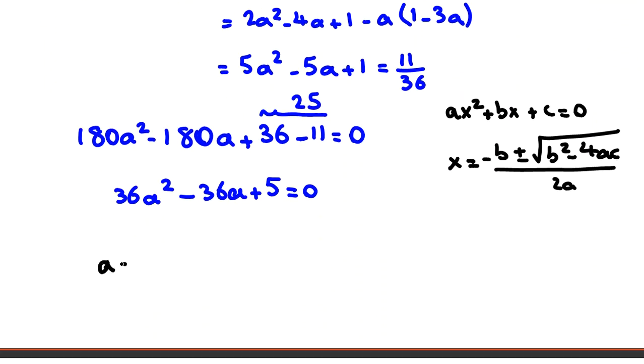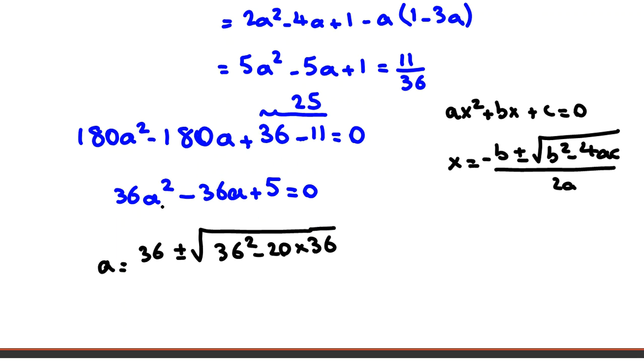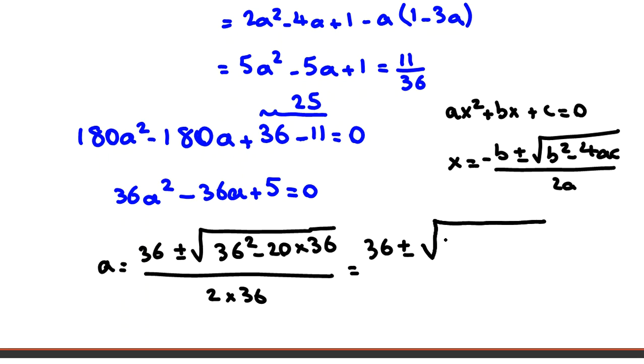Here a is x here. So it will be negative b, 36, plus minus square root of b squared, 36 squared, minus 4ac, minus 4 times 5 times 36. Here a means the coefficient of the squared term, over 2a, I mean this a, the coefficient here, over 2 times 36. So it will be what? At first let's factor 36 here. It will be 36 times 36 minus 20.